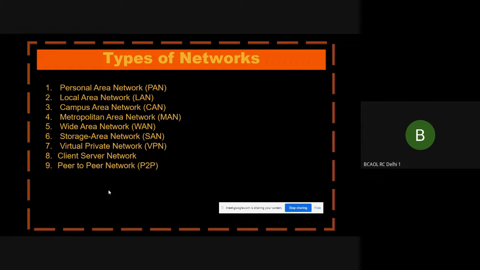Then there is also the storage area network, SAN. There is the virtual private network, VPN. You must have heard about it. Companies use this network so that their employees can work from home and connect to the company server through the VPN. Many companies have put this VPN network in place, and there are also client-server networks and peer-to-peer networks. One by one, we'll see all these networks.